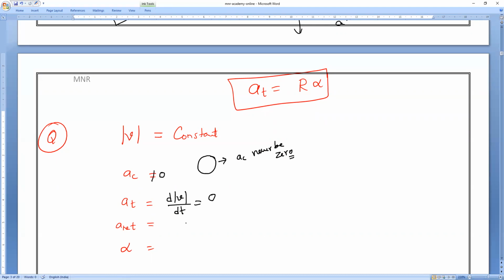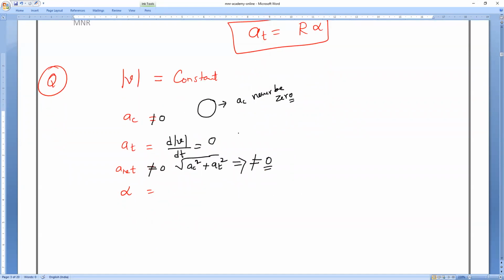Now, net acceleration. The tangential acceleration becomes 0, but what about the net acceleration? Net acceleration will never become 0. Why? The net acceleration is the square root of the square of the centripetal acceleration plus the square of the tangential acceleration. The tangential acceleration may become 0, but the centripetal acceleration is still there, so it will never be equal to 0.